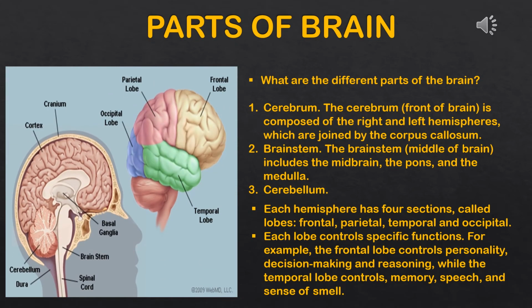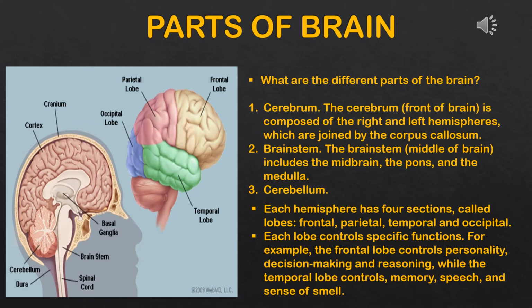Now this diagram is about parts of the brain, different parts of our brain. So what are the different parts of the brain? First one is cerebrum, second one is brainstem, and the third one is cerebellum. Okay, so first one, cerebrum. The cerebrum, front of brain, is composed of the right and left hemispheres, which are joined by the corpus callosum. Second one is brainstem. The brainstem, middle of the brain, includes the midbrain, the pons, and the medulla. And the third one is cerebellum.